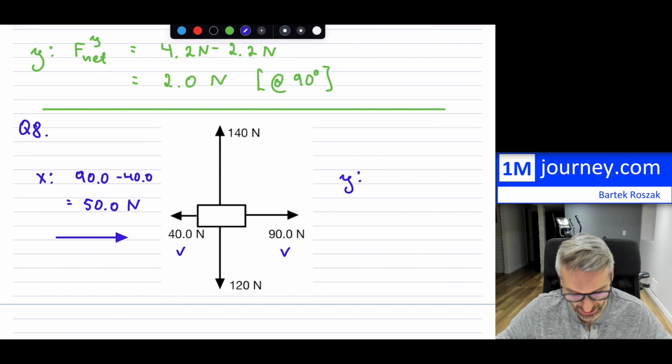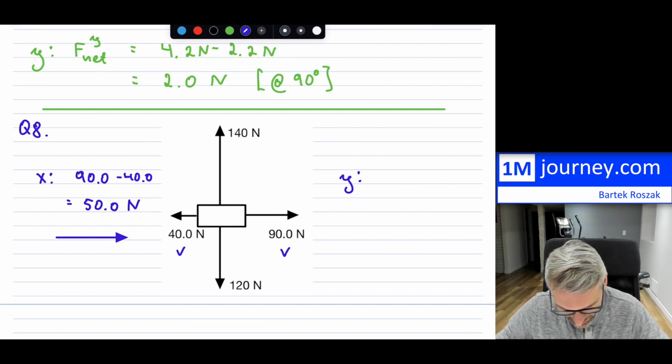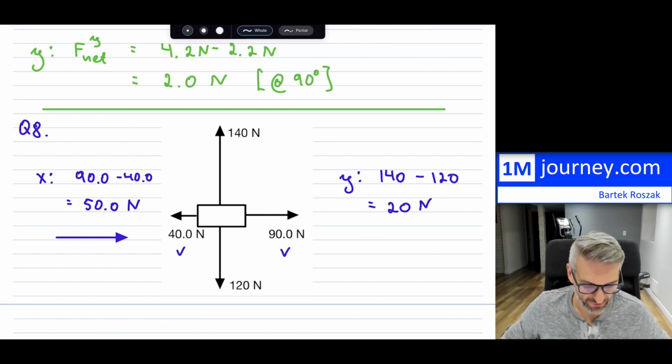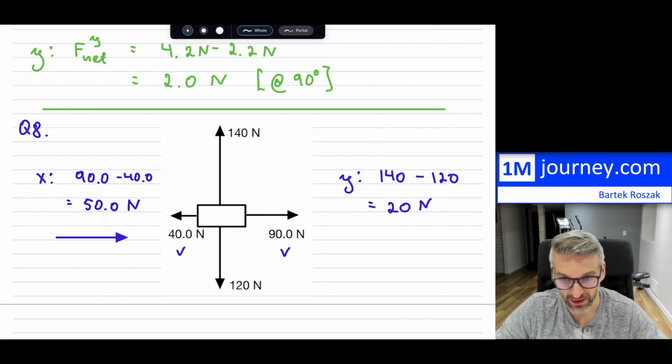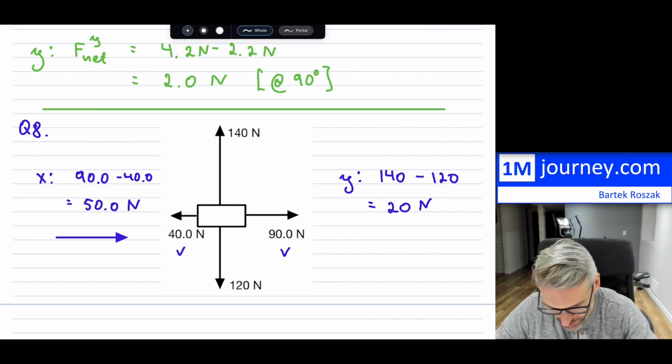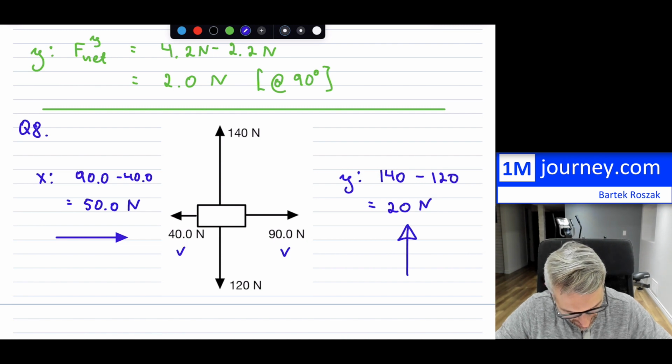The net force in the y, on the other hand, it looks like the 140 is bigger than the 120. And that would just simply leave you with 20 newtons. So that's what you would have right there. So you have 20 newtons and then the 50 newtons, and the 20 newtons is upwards. So that one is up.